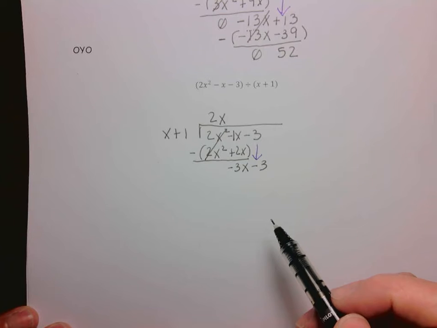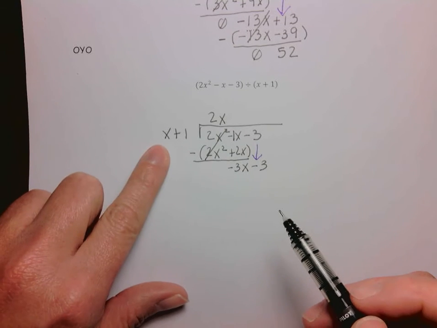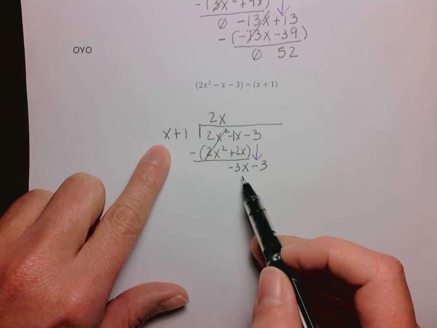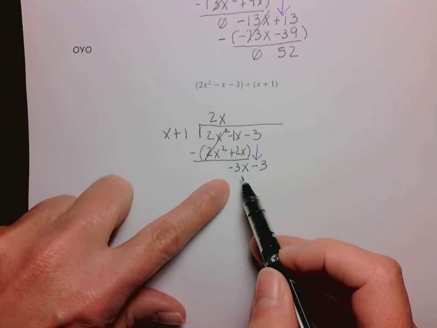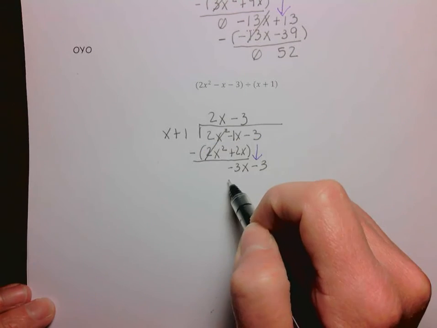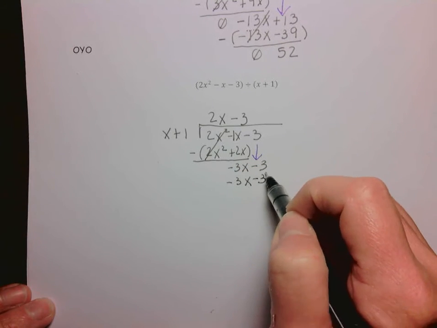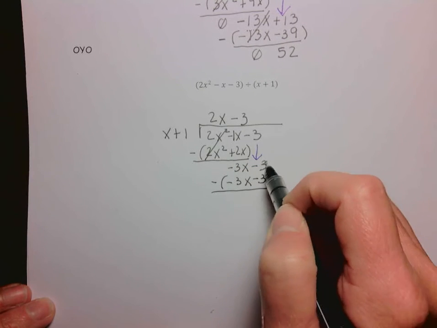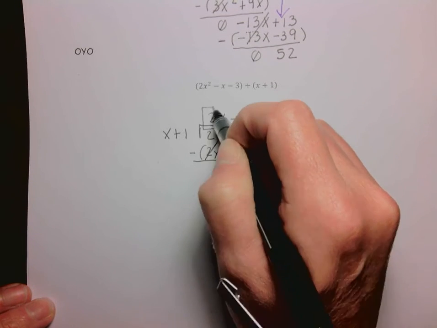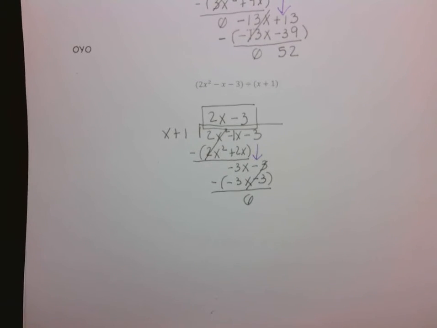And then do the exact same thing again. See, the process itself just keeps repeating itself. I'm going to do the exact same thing I just did. What do I need to multiply x by in order to get to negative 3x? Or you can say, what is negative 3x divided by x? And the answer is negative 3. Negative 3 times x is negative 3x. Negative 3 times 1 is negative 3. I'm going to subtract down, and what happens? There's no remainder. And so my answer is 2x minus 3. So if you got this wrong, please pause the video and redo this.